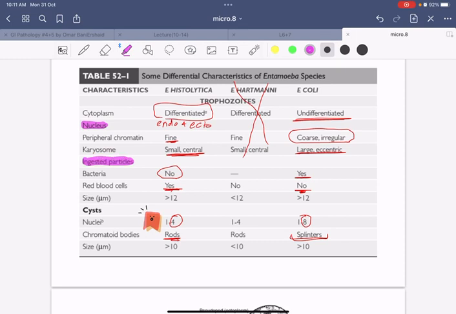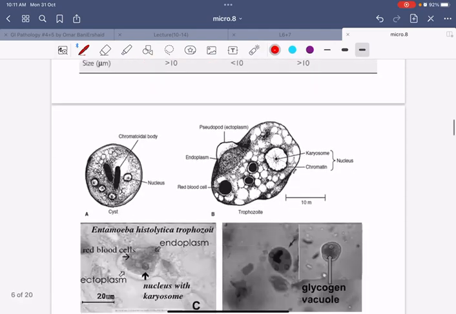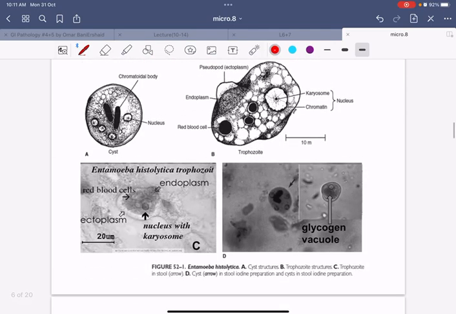Now we can see this is the trophozoite. Look at the nucleus: central karyosome, fine peripheral chromatin. Okay? Now this is the pseudopodia. You can see the difference between endoplasm and ectoplasm, differentiated. It is clear in the picture.